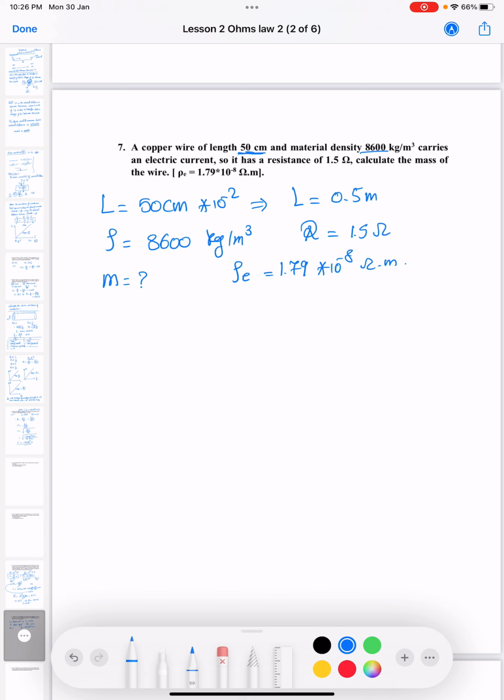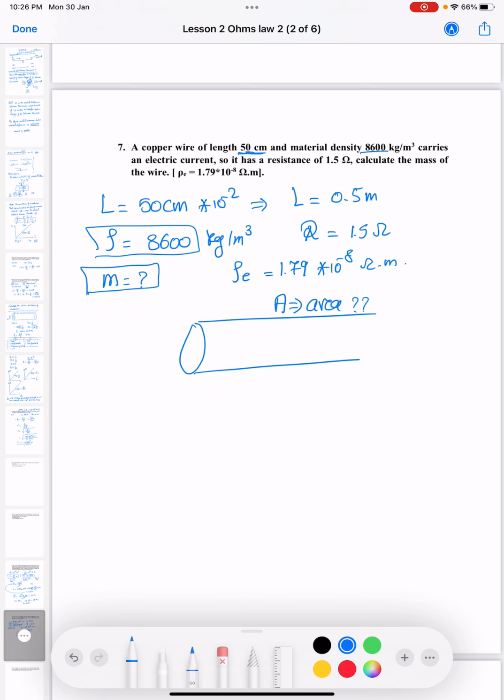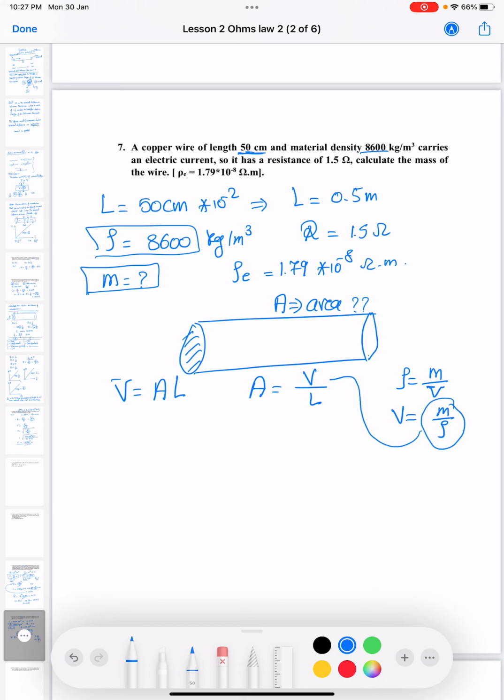How? To calculate mass, and we have density, we must calculate volume. To calculate volume, we have length, so we must calculate area, because we deal with this wire as a cylinder. Volume equal cross-sectional area times the length. So area equal volume divide length. And we know rho equal mass divide volume, so volume equal mass divide rho. We take this, substitute here. Area equal M divide rho L.